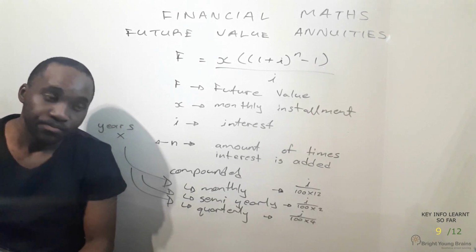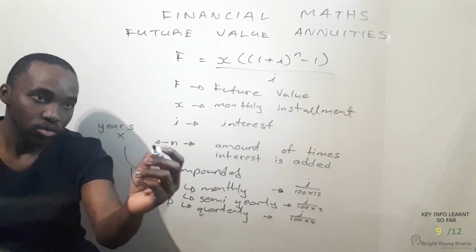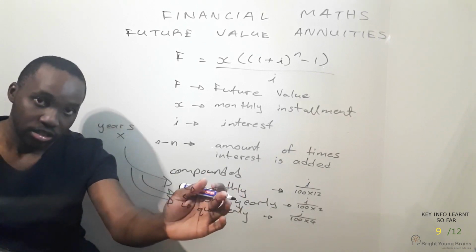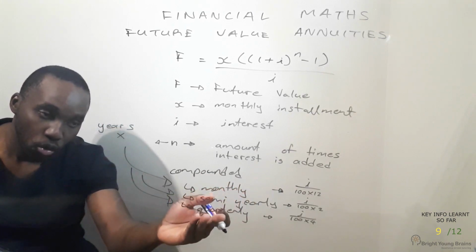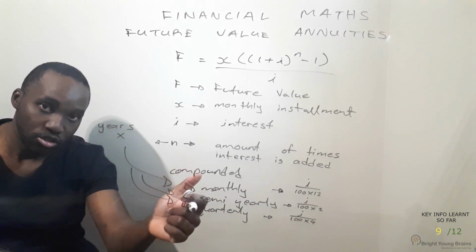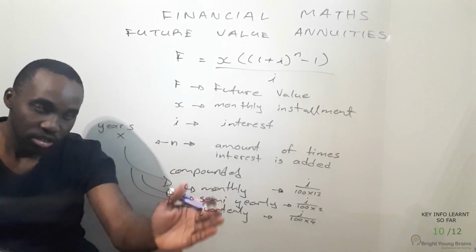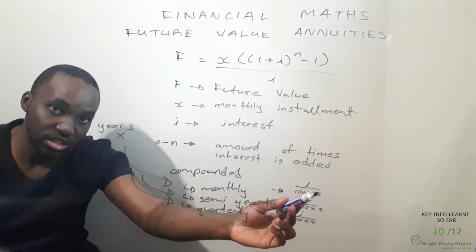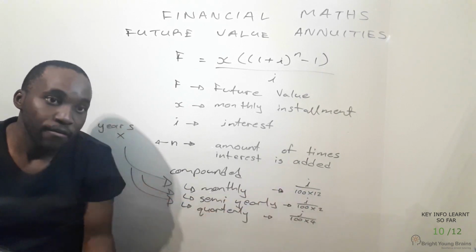So if your interest is being compounded monthly, your value for N will be your years multiplied by 12. If it's semi-yearly, your N will be your years multiplied by 2. If it's quarterly, your value for N will be the years that you're going to be investing your money multiplied by 4. And obviously, it's not limited to these three. If you have daily, this value here is just 365. If you have weekly, this value there is just 52.